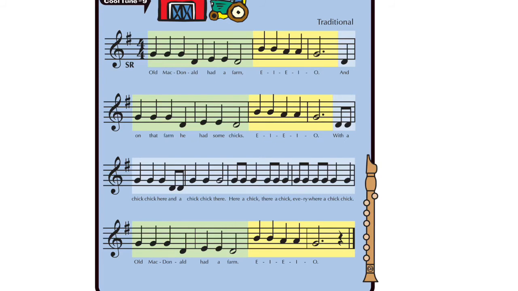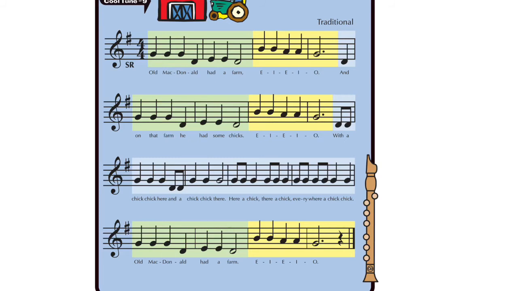Now, this chart is nice because it separates things into different colors so that you can see where some of the notes match up in patterns that you may have seen earlier in the song. So let's take a look at that first green pattern. The first thing to do is get the letter names in your head. So if you need to pause the video for a second, please do that and figure out what letter names we need.